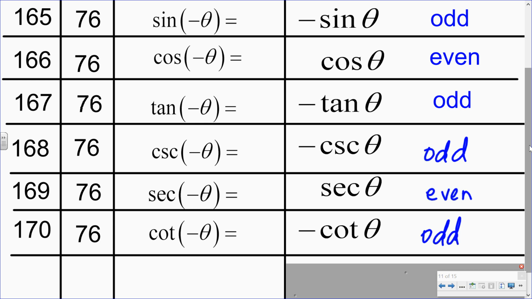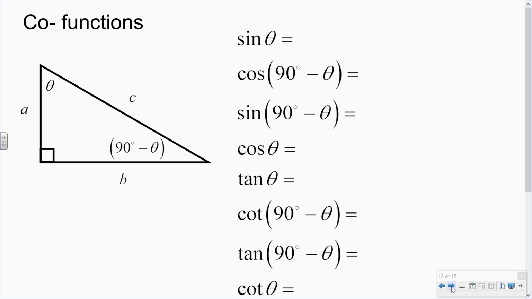Questions up to this point? Okay, the last group of things that we're going to talk about today will be: why do we call them cosine and cosecant and cotangent? What do those names mean anyway? The way that we're going to answer that question, we're going to think about SOHCAHTOA, our basic right triangle trig that we've been using for a couple of years now.